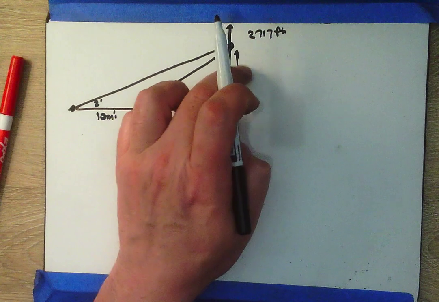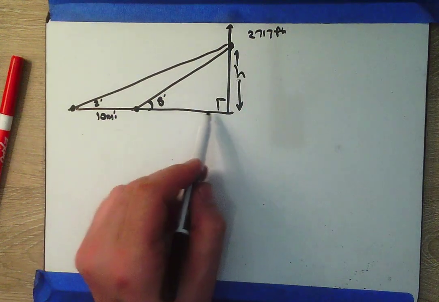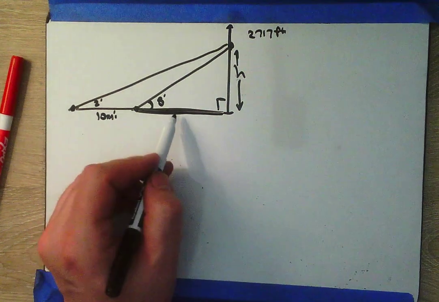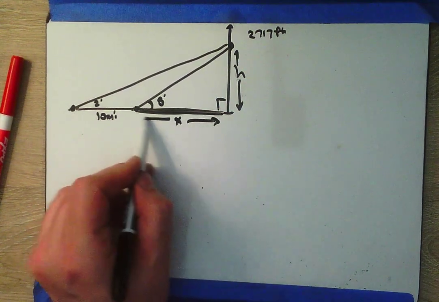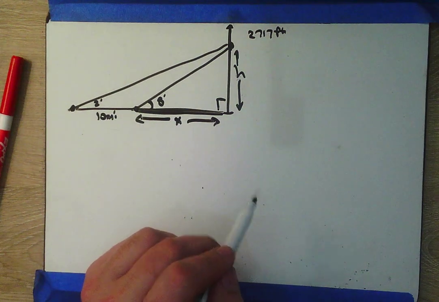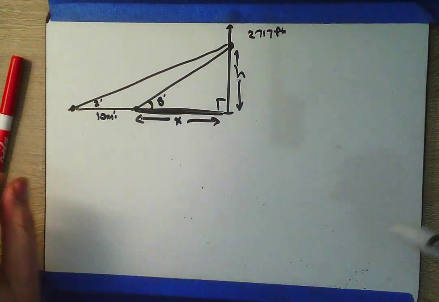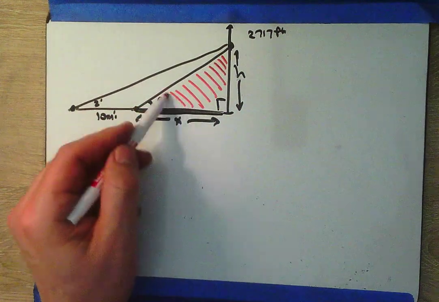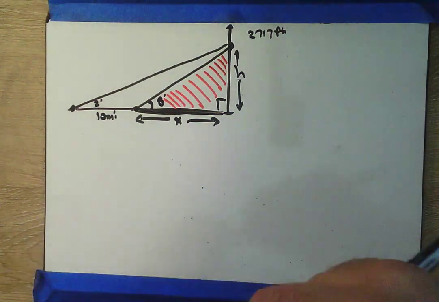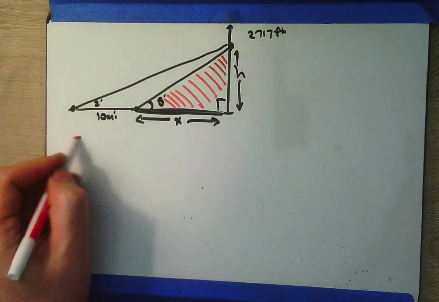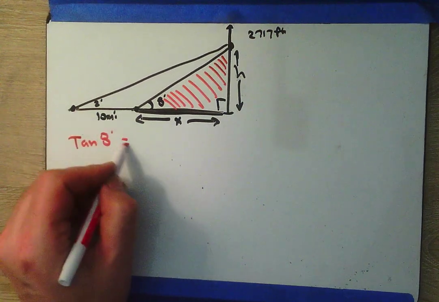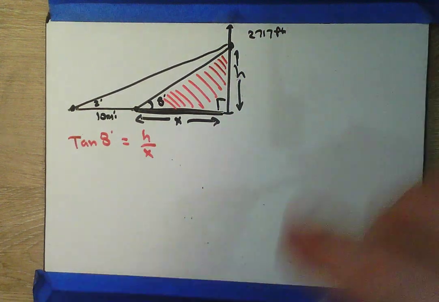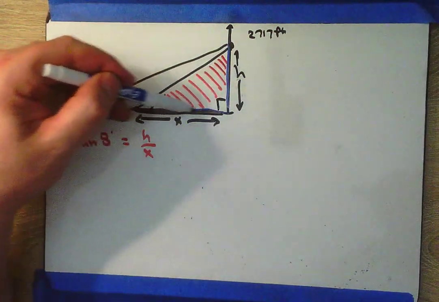Now, when I do this kind of a problem, I'm going to need to know something about this. I'm going to call that distance x. Okay? Now, how many triangles do we see here? Well, hopefully you see 2 right triangles. You see this one, and we can write a tangent equation for that one. Tangent 8 equals h over x. But hopefully you also see this big right triangle.